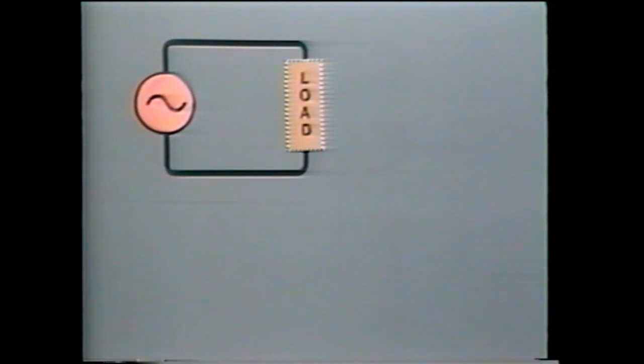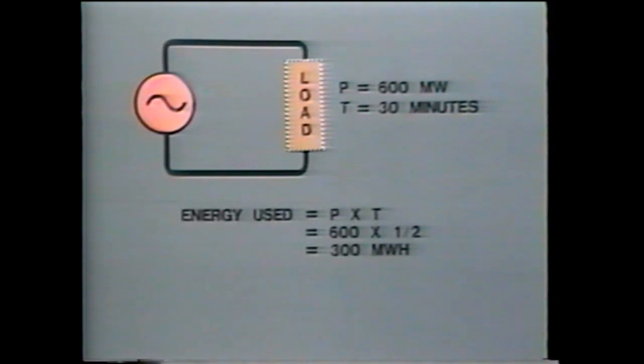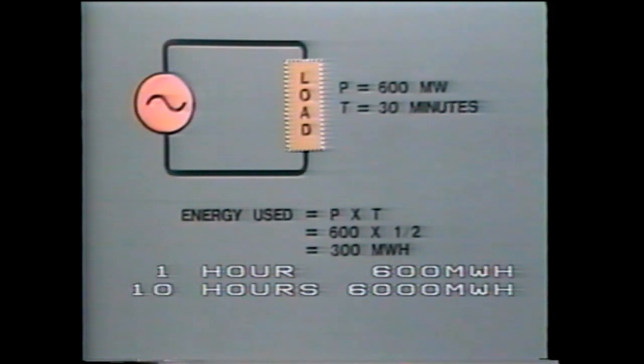Let us consider a generator supplying 600 megawatts to the system. After 30 minutes, this generator has provided 300 megawatt hours. After 1 hour, it has provided 600 megawatt hours, and after 10 hours, it has supplied 6,000 megawatt hours.